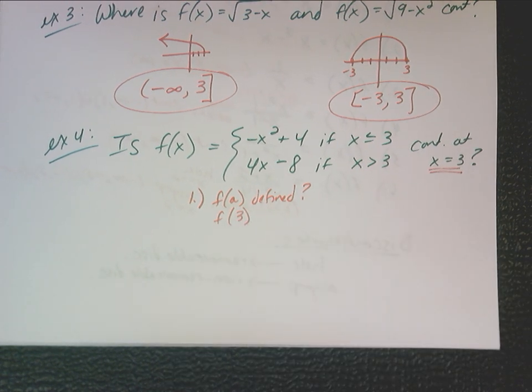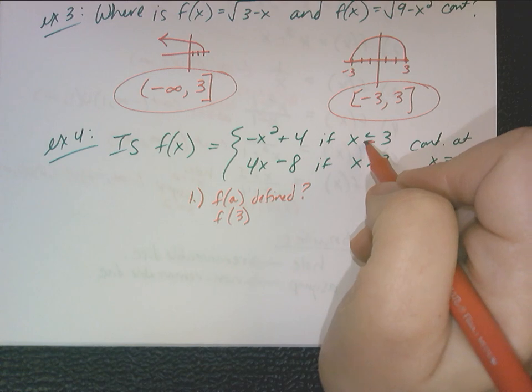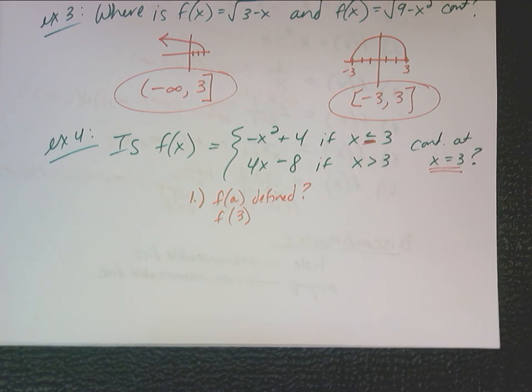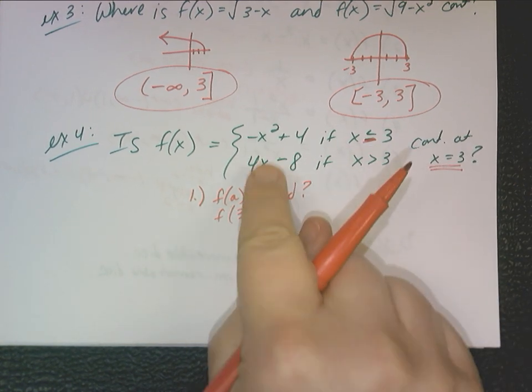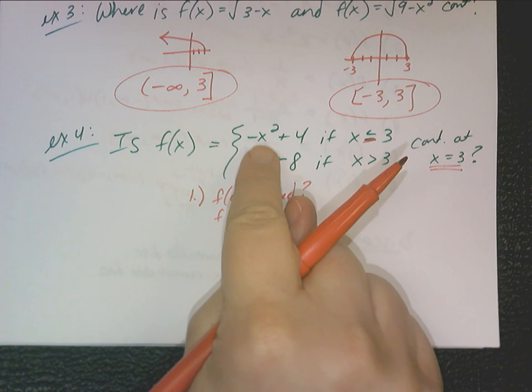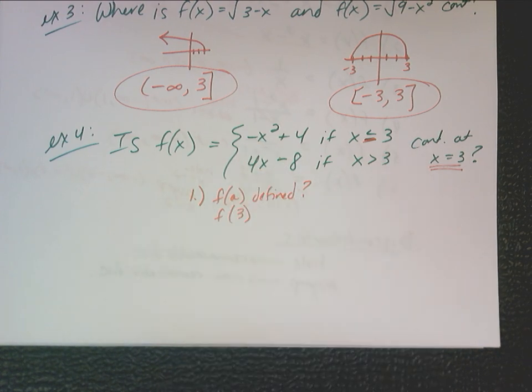What would you do? You should know how to do this. How do I find f of 3? Which one? The top one. Why? Because it's equal to. So plug 3 into the top and the top only. I can't tell you how many people get this wrong. What is the answer if you plugged in right now?